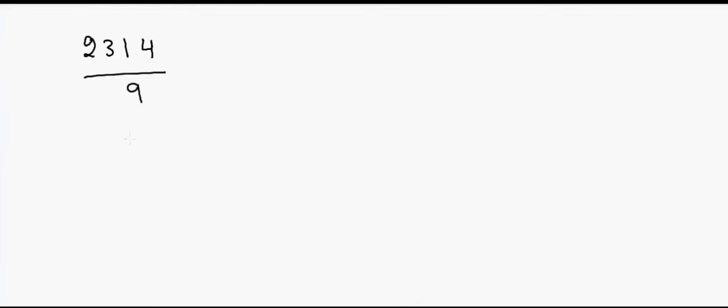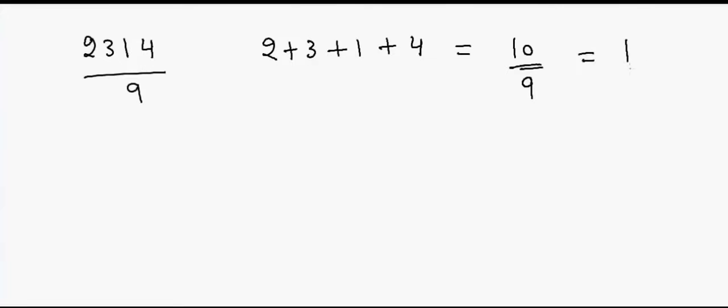In that case, what we will do is add all these four digits together. So 2 plus 3 plus 1 plus 4: that gives me 5, plus 1 is 6, plus 4 is 10. If you divide 10 by 9, you will get 1 as a remainder. So your remainder would be 1 in that case.